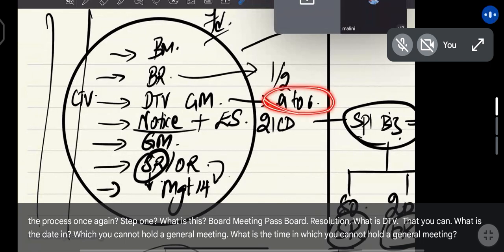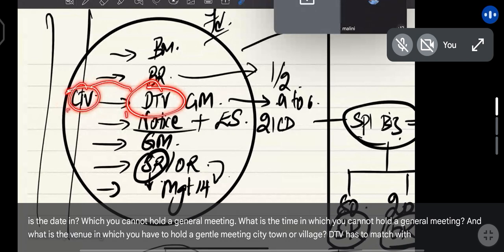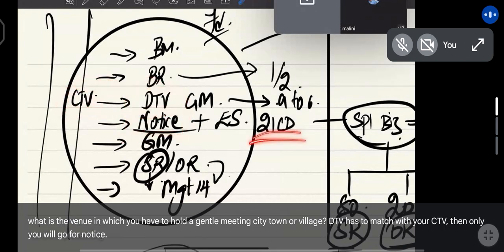What is the time in which you cannot hold a general meeting? It should be 9 to 6, not after 6. And what is the venue in which you have to hold a general meeting? City, town or village. DTV has to match with your CTV, then only you will go for notice. Notice at least 21 clear days.